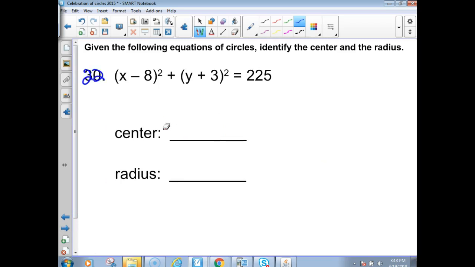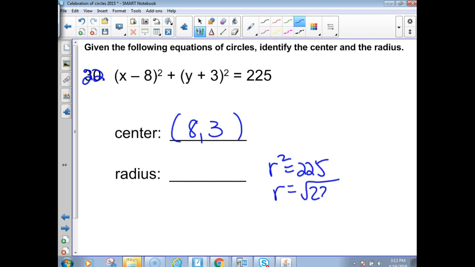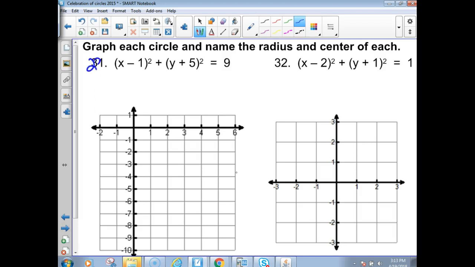22. What's the center? 8, negative 3. What is the radius? You better not write 225. Unsquare it, 15. 23 is asking us to graph the circle and name the radius and the center. So the center for this circle would be 1, negative 5, and the radius, r squared is 9, so r is the square root of 9, which is 3.